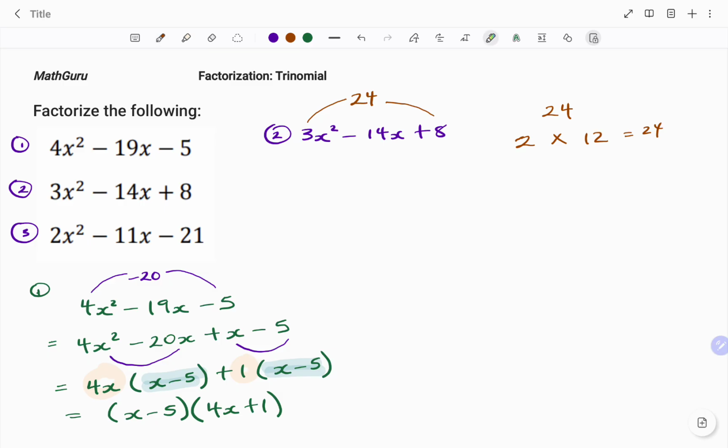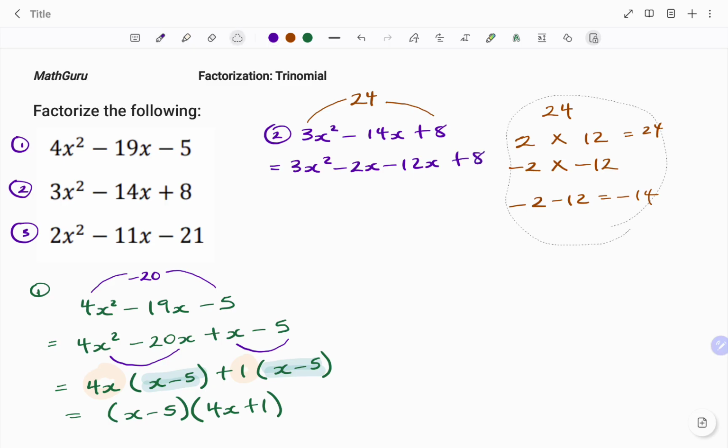If you look at what I have in the middle, I have negative 14. So in order to get negative 14, I'm going to use negative 2 multiplying negative 12, which will give me positive 24, but will also give me minus 2 minus 12. That's negative 14. So expanding my expression, I have 3x squared minus 2x minus 12x plus 8.